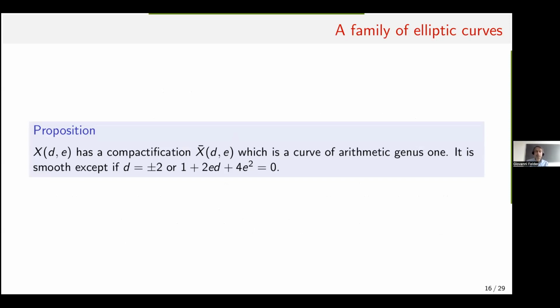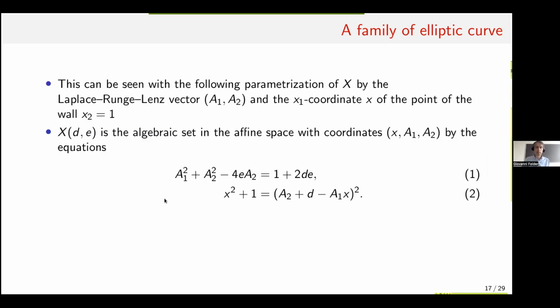So this has a compactification. Each level set has a compactification, which is a curve of genus 1. And it is smooth, usually smooth, except for special values of the parameters. Okay, so one way to see that is with the following parametrization of x by the value of the Laplace-Runge-Lenz vector and the x1 coordinate x of the point at which you hit the wall.